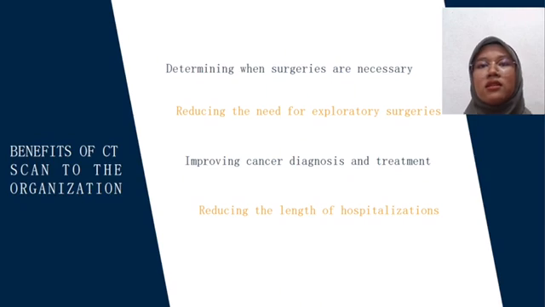Furthermore, reducing the length of hospitalization. One of the benefits of CT scan is that it can reduce the length of hospitalization by providing clear and specific information about the internal anatomy and the extent and location of any medical problem. This can help doctors to determine the best treatment and avoid unnecessary surgeries or procedures.